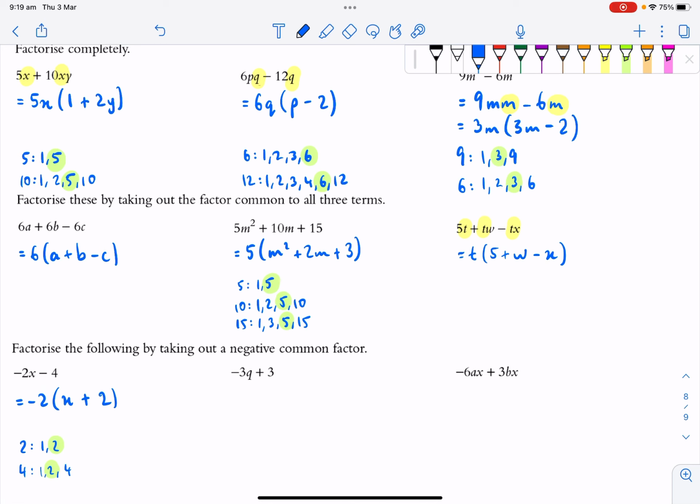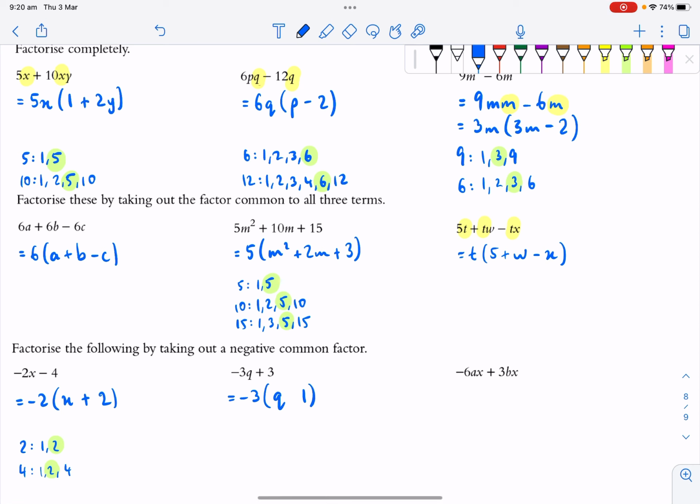The next question, negative 3q plus 3. If we look, we can see firstly there's a negative on the first term. So let's start with that. We'll factor out the negative. Now, if you look at the numbers, they're actually identical, so that makes it way easier. If the numbers are the same, you just pull out that number. There's no need to think. And now finally, you just do 3q divided by 3, which is q, and 3 divided by 3, which is 1.